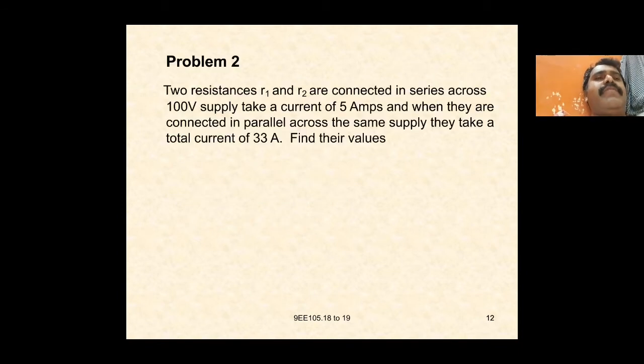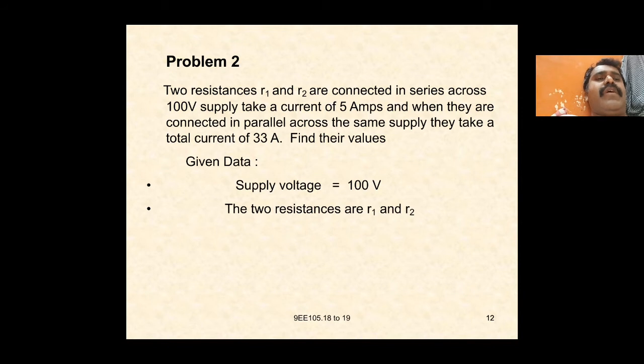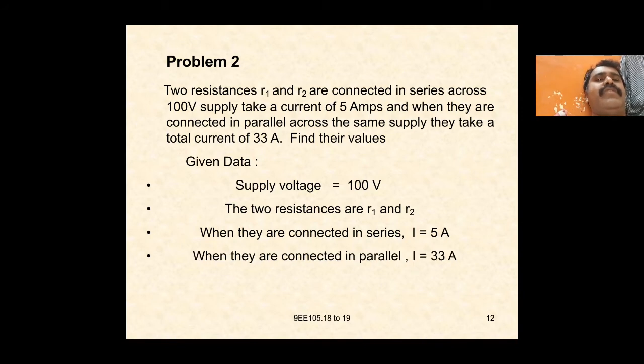Two resistors R1 and R2 are connected in series across a 100 volts supply and take a current of 5 amps, and when they are connected in parallel across the same supply they take a total current of 33 amps. Find their values. Given data: the supply voltage is 100 volts. The two resistors are R1 and R2. When they are connected in series, I is equal to 5 amperes. When they are connected in parallel, I is equal to 33 amperes. Again, R1 and R2 are equal to how much?